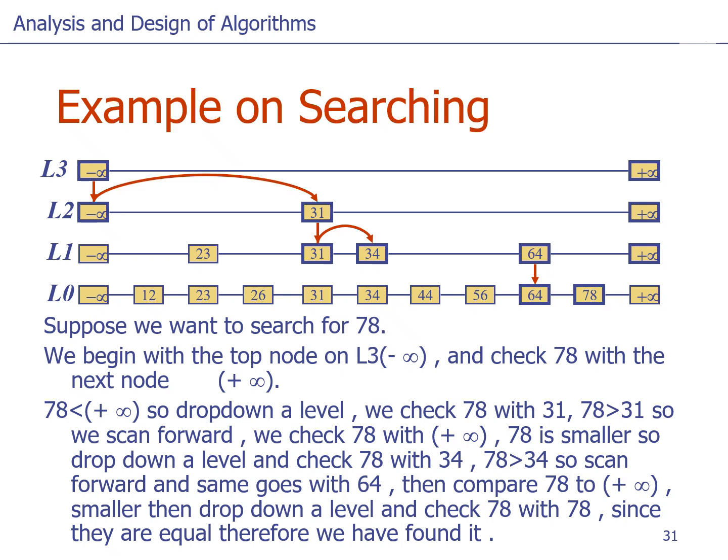I'm standing at 31 and I will check the node after it, which is 34. 34 is less than 78, so I will move forward to 34. And then I check the node after it, which is 64. 64 is less than 78, so I will move forward to 64. And then I check the node after it, which is plus infinity, and 78 is less than plus infinity, so I drop from the node I'm standing on to the 64 at the bottom, which is at L0. Now, when I'm standing at the 64, I will check the node after it, 78, and I'm happy, I've just found what I'm looking for.